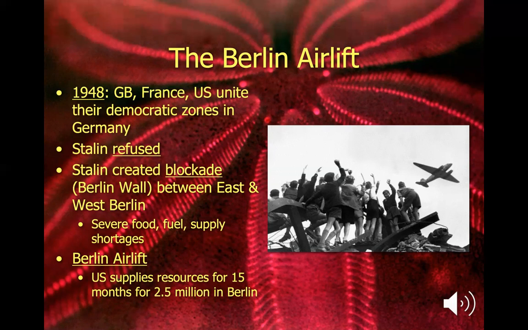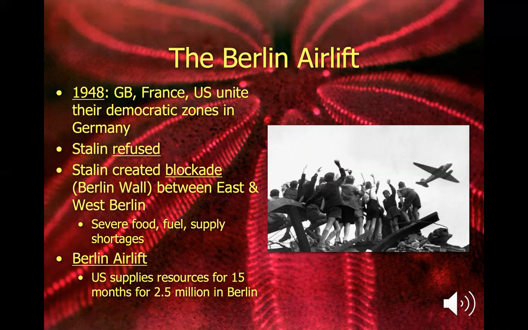Of course, as we know, then in 1948, Great Britain, France, and the United States unite their democratic zones in Germany. So we end up with two separate countries, East Germany and West Germany. Stalin, of course, refuses to unite his portion of Germany with the rest. And he actually then creates this blockade between East and West Berlin by the building of the Berlin Wall that separates East and West Berlin. But then what he also did, because the city of Berlin, again, remember, was in the Soviet sector, was to cut off the food and fuel supply chain from trains coming in to West Berlin. And because of this, you had massive shortages of food, fuel, and other supplies, including medical supplies.